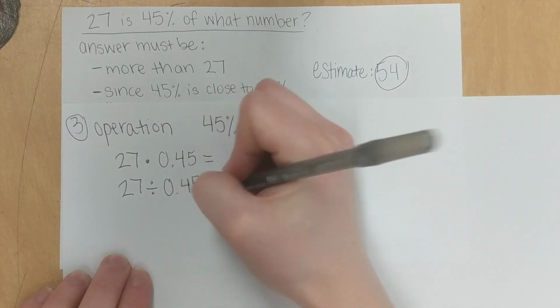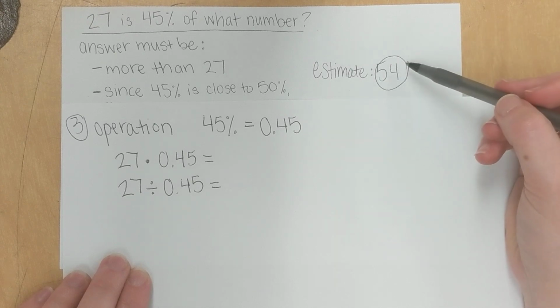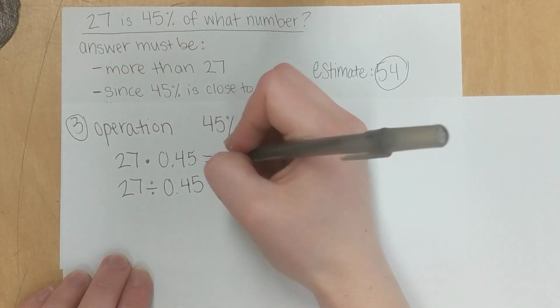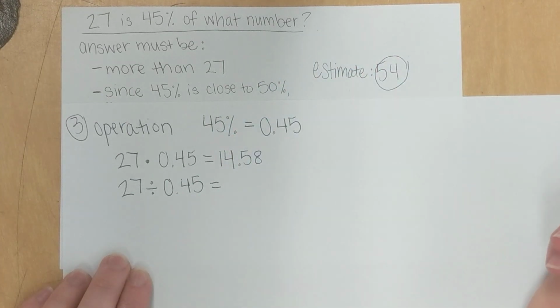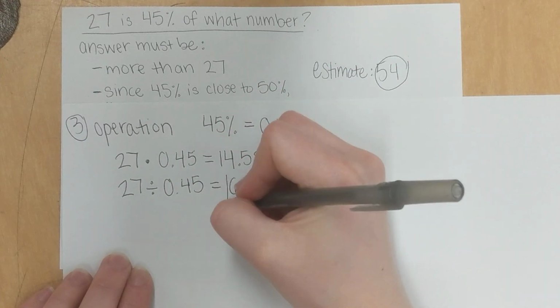I want you to see which way gives you a more reasonable answer that's closer to 54. One's going to give you a really outrageous answer, and one's going to get you really close to 54. So 27 times 45 hundredths equals 12.15. That's not very close to 54, so let me try it the other way. 27 divided by 45 hundredths. Oh, and that's 60. Well, that's a lot closer to 54, isn't it?